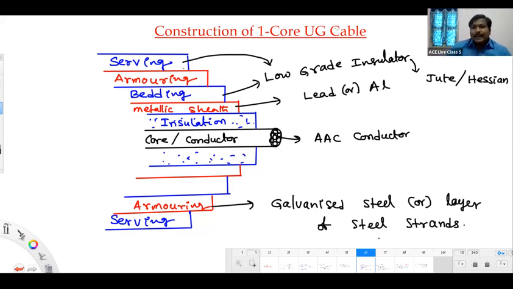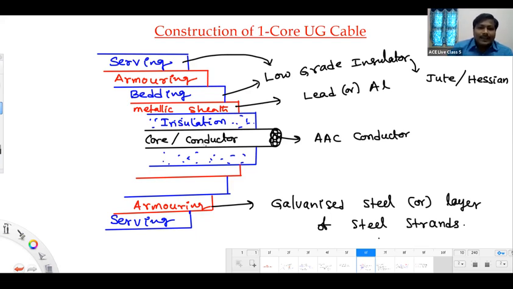See, in this whole cable construction, which layers are you keeping for the purpose of electrical, and which layers for the purpose of mechanical? Tell me, conductor: electrical or mechanical? Electrical, definitely. Insulation is also electrical, to avoid the leakage current and to withstand the stress. Next, the metallic sheath: is it for an electrical purpose or a mechanical purpose? Mechanical.